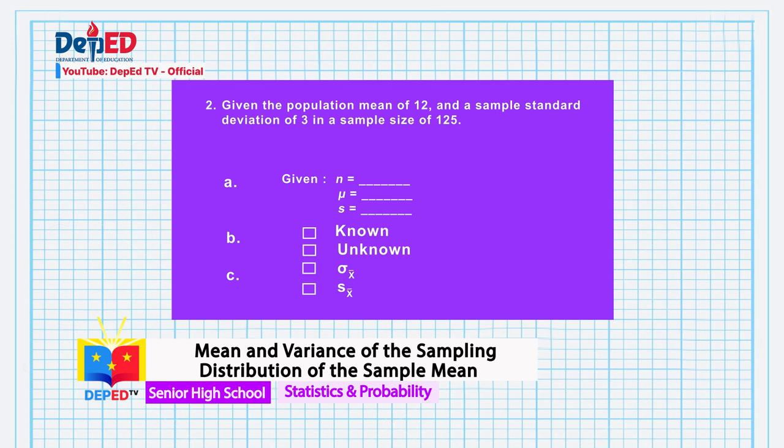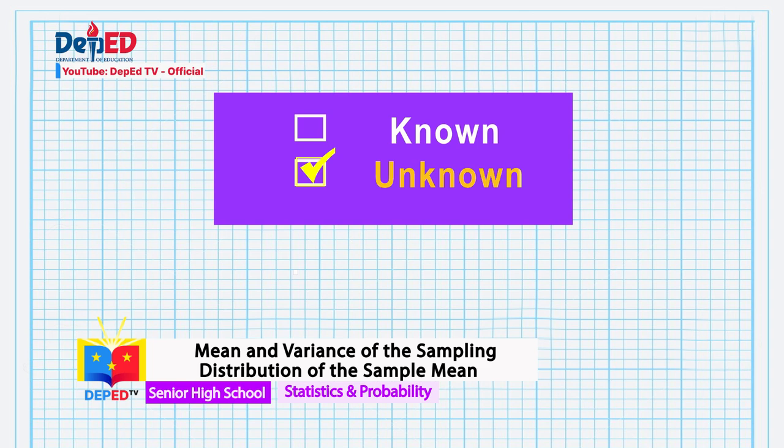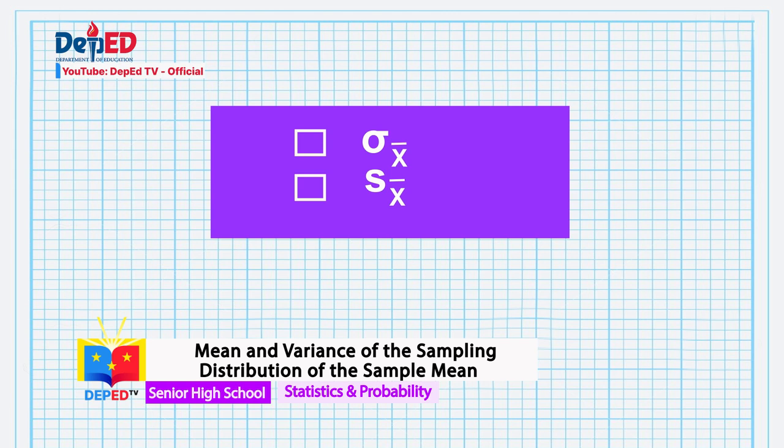Second item, given the population mean of 12 and a sample standard deviation of 3 in a sample size of 125. We are given the sample size of 125, population mean of 12, and sample standard deviation of 3. If these are your answers, then you got it right. If your answer is unknown, then your answer is correct. The population variance is unknown. The given values are the population mean, which is 12, the sample standard deviation, which is 3, and the sample size, which is 125. In this case, we can use the given formula for the standard error of the mean. So if you tick the second box, your answer is correct.